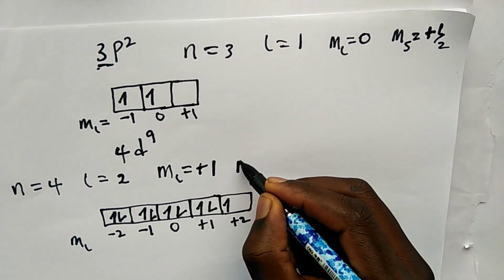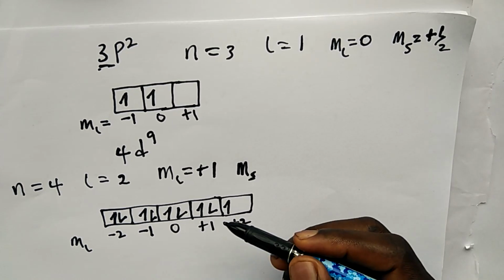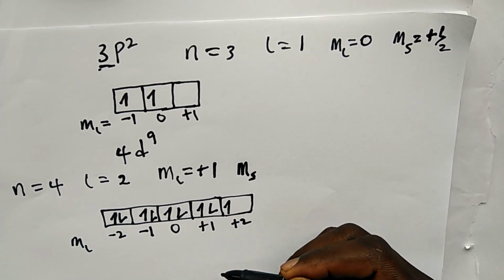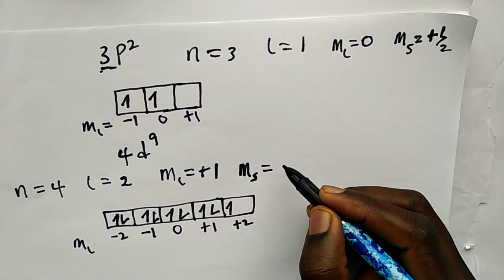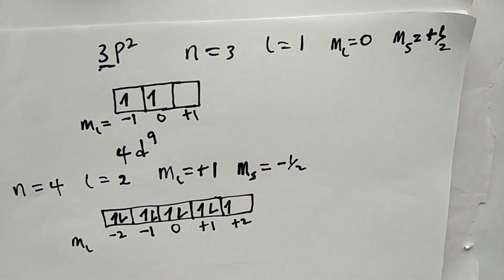Now what about our Ms? For Ms, remember that the last electron is pointing downward, so it's going to have a negative spin. So this is going to be minus half. So these are the 4 quantum numbers of this particular electron.